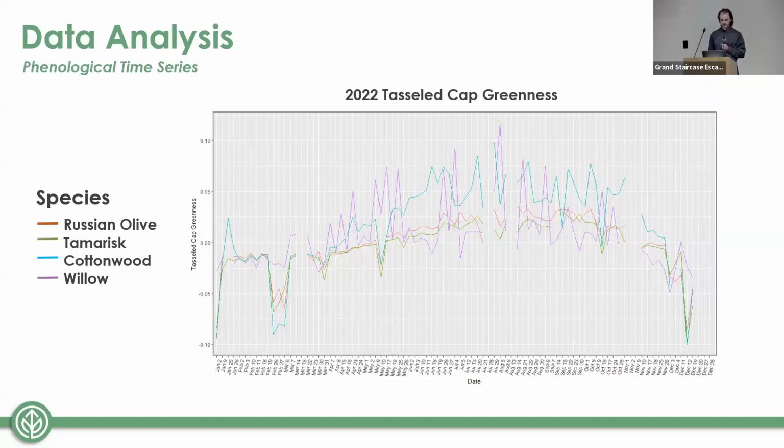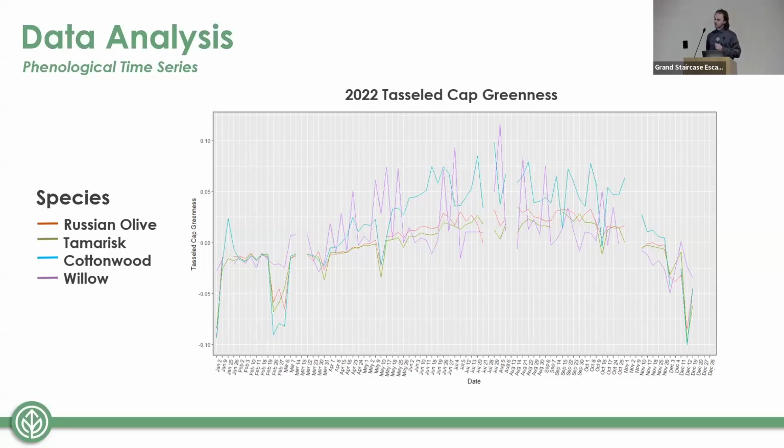So here's what that data analysis looks like. Our first objective, as a reminder, was to do a phenological time series for the target species. There's a lot going on in this chart, but basically it's color coded by species. Each line is a different species. We were trying to pick out dates where the invasive species were vastly different than the native species. And you can see how that might be quite difficult with a very busy chart like this.